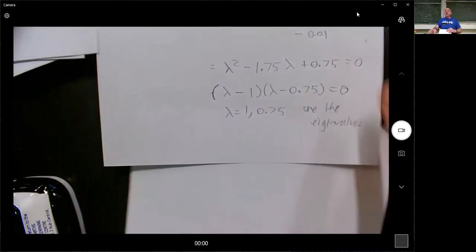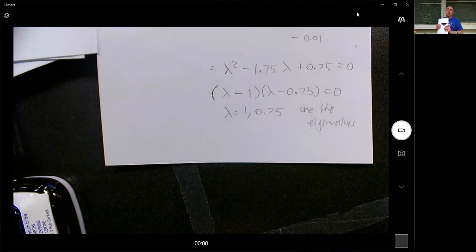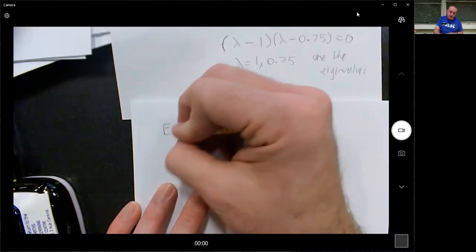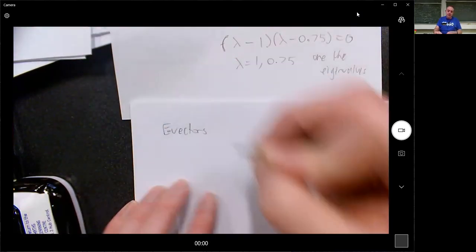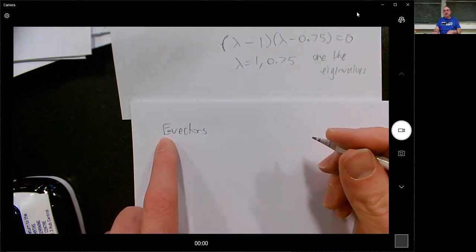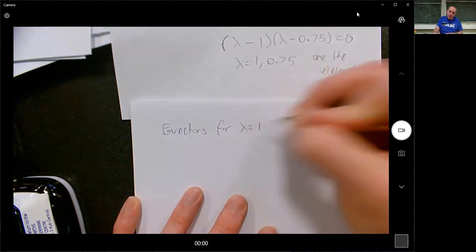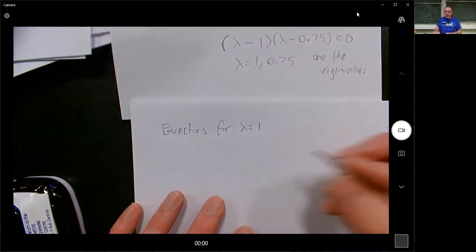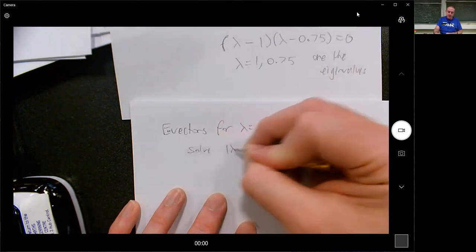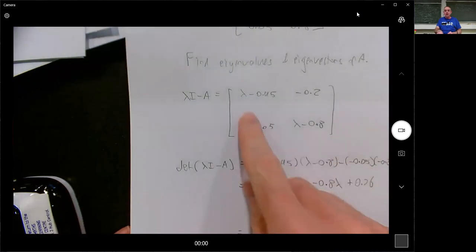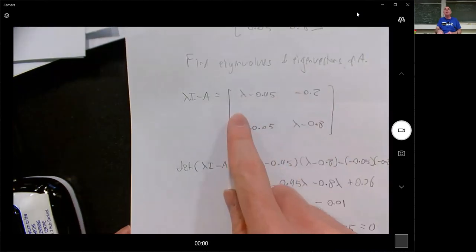So I'm just going to say, technically, to solve the problem I'm trying to solve, I don't actually need the eigenvectors for this problem. But I just want to do them just so that I've done it. My abbreviation for eigenvectors is just E vectors. So eigenvectors for eigenvalue 1, I'm going to have to solve 1 lambda minus a x equals 0. And that's putting a 1 in for lambda in this matrix here.